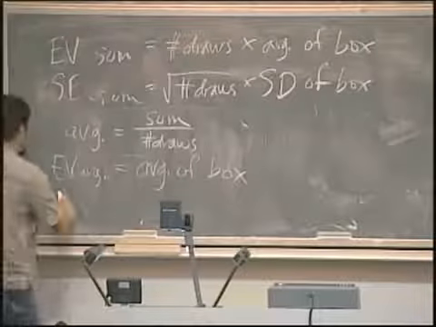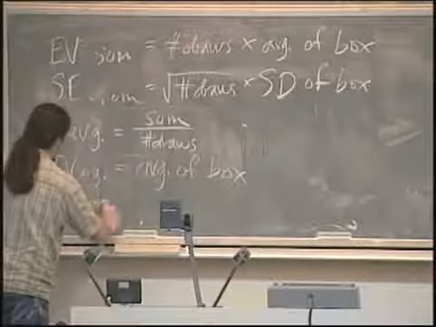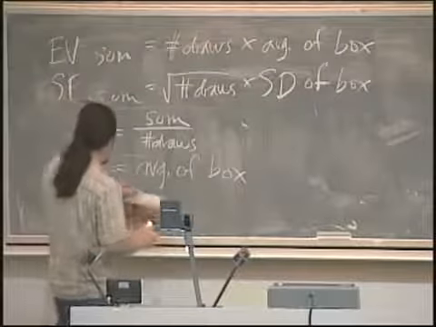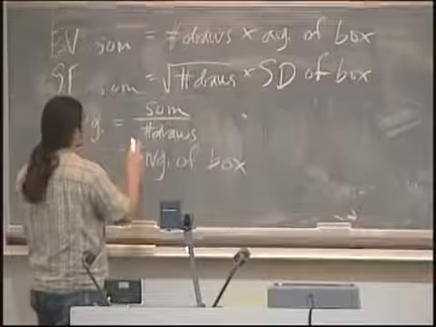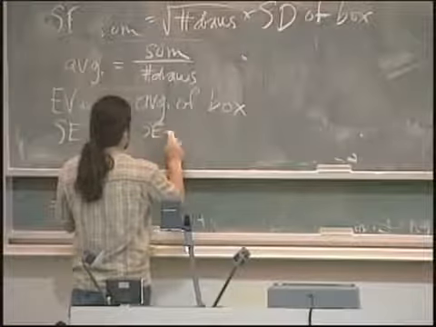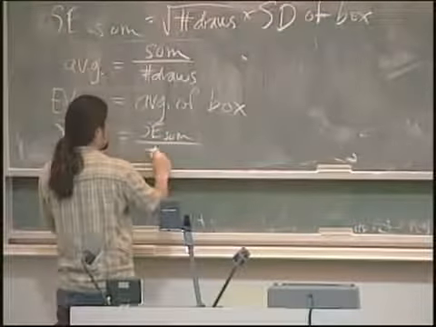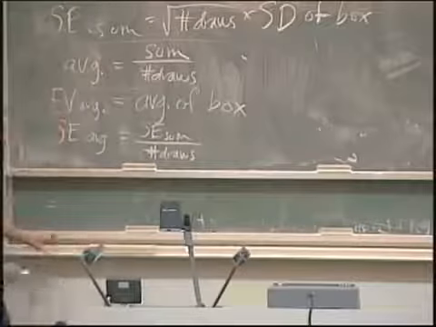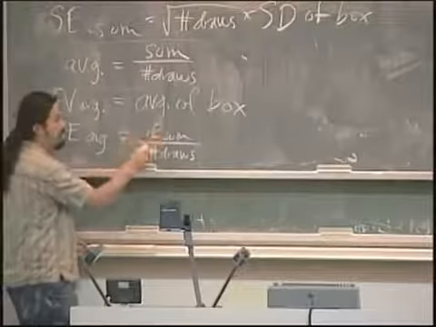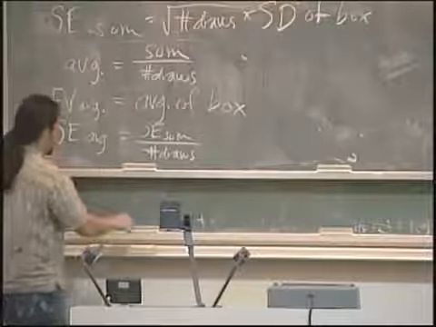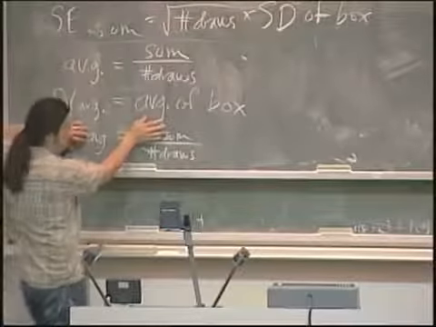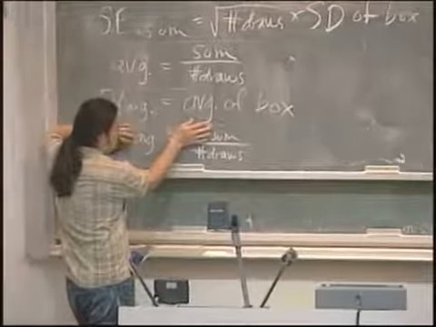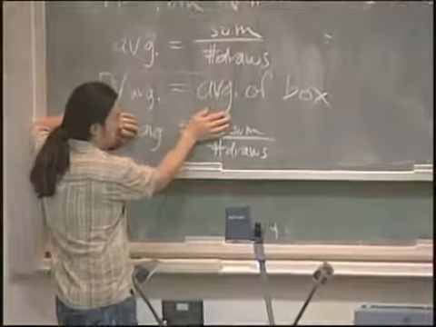And then what about the standard error? The standard error for the average, the way the book does this, and the way I think Roger Purvis did this, is just to say that this is literally SE sum divided by the number of draws. And that's what I'll do in this class: I'll calculate the SE sum and then divide it by the number of draws. Okay? Again, that comes from the idea that the average is equal to the sum divided by the number of draws.